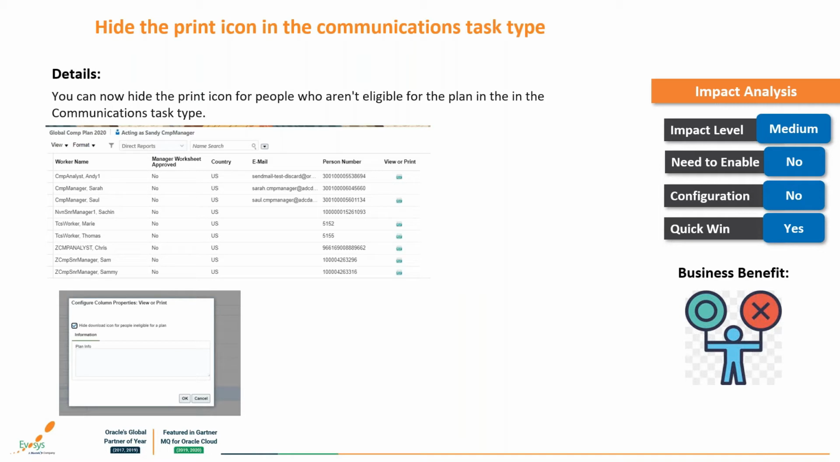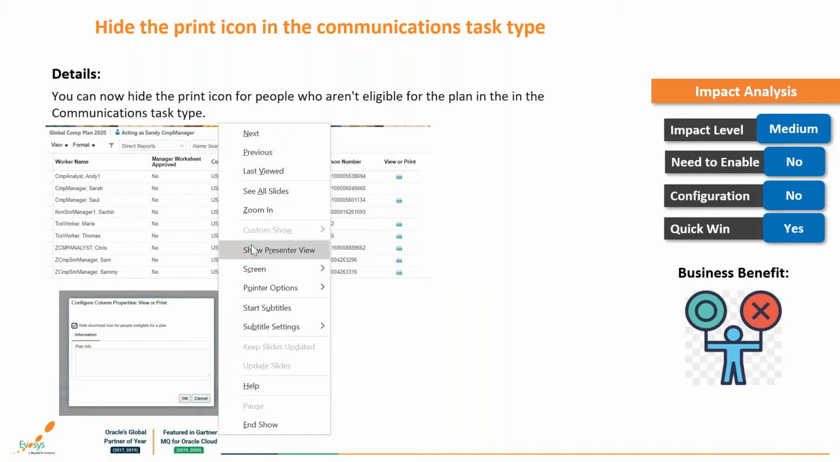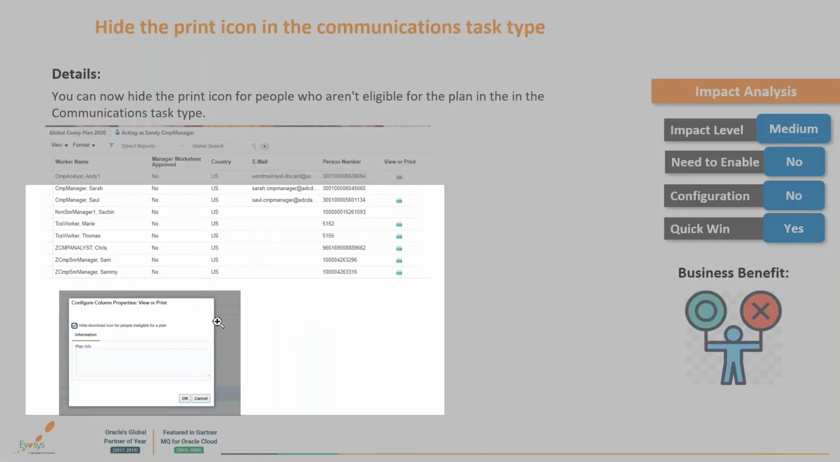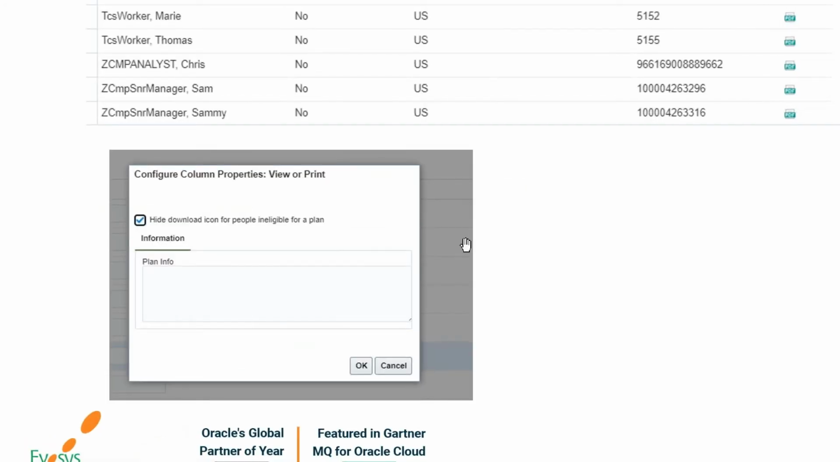Hide print icon for communications task type. So let me just zoom in on this part. Okay. So now you can hide the print icon for people who aren't eligible for the plan. There is a new checkbox in the properties of the view or print column in the communications task type called hide download icon for people ineligible for the plan. This feature will help reduce confusion for your managers when they're generating individual statements. Anyone who's not eligible for the plan won't have the print icon against their record in the worksheet.